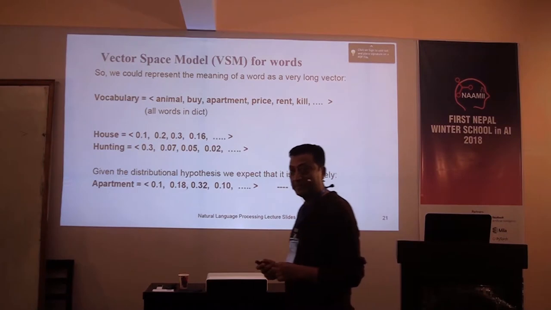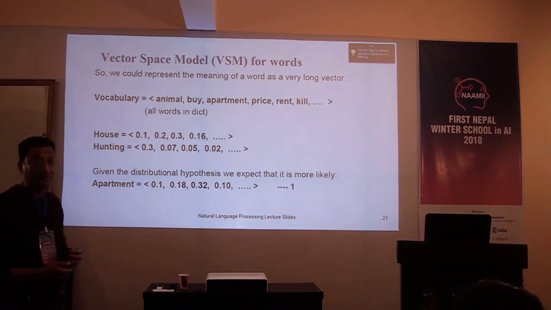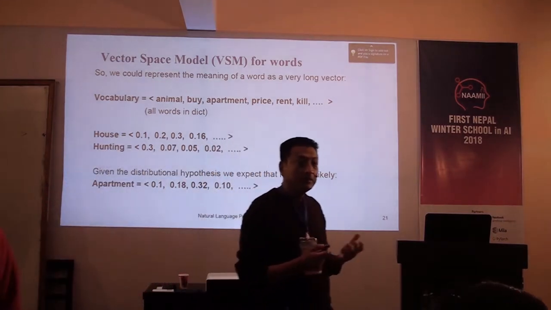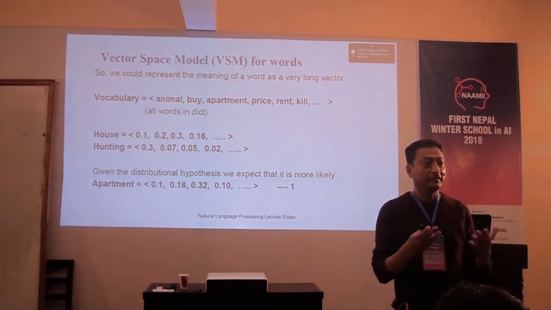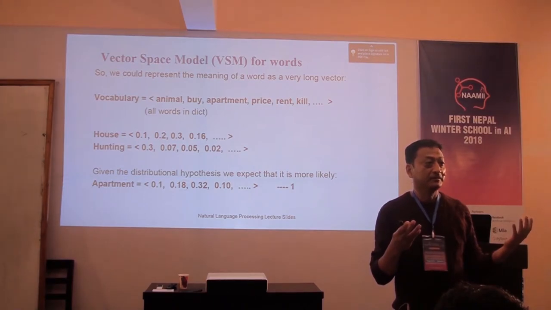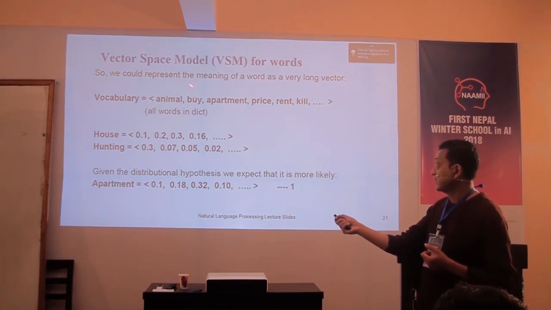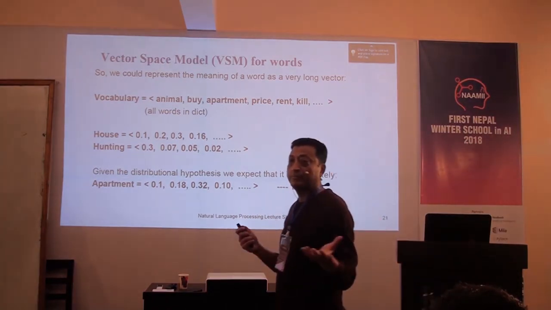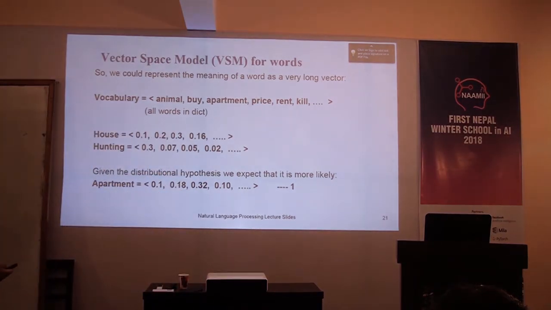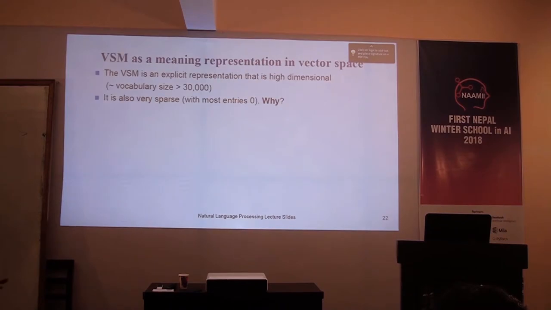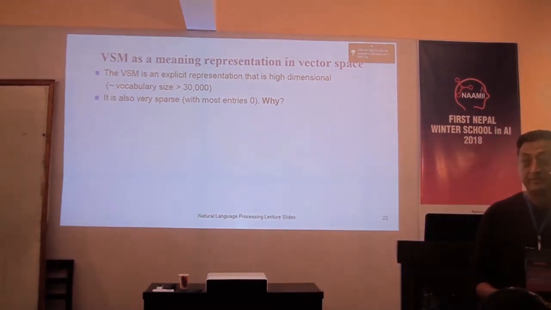Okay, but the problem still remains that, as has already been said, this is very sparse because a lot of the words may not co-occur. You would not see them together in the corpus, even though they are related. Okay, and the counts may not be very accurate. So to estimate this high-dimensional vector from your corpus, you would need a very big corpus, and even that may not be good enough. So that is the key problem with a vector space model for words. Okay, so the VSM is an explicit representation that is very high dimensional, and it is also very, very sparse.